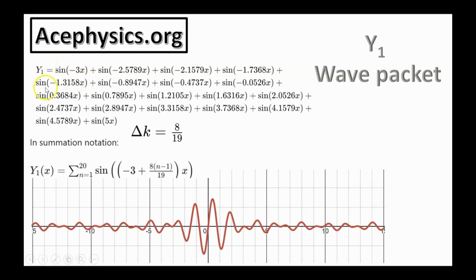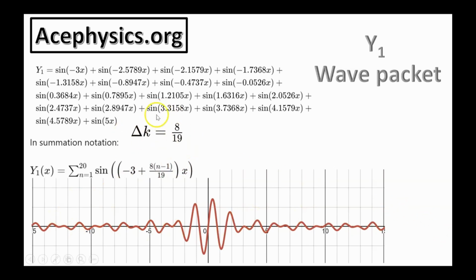On this slide, I have a function y1, and this is a sum of sine waves starting with a k value of -3 and ending with a k value of 5. There are 20 terms in this sum, and the k changes by 8 over 19. I chose to use 20 terms simply because that's the example that I chose to do. When you plot all of these different sine waves together, the plot y1, which is the sum from n equals 1 to 20 of this sine function, is plotted on the bottom of the screen.